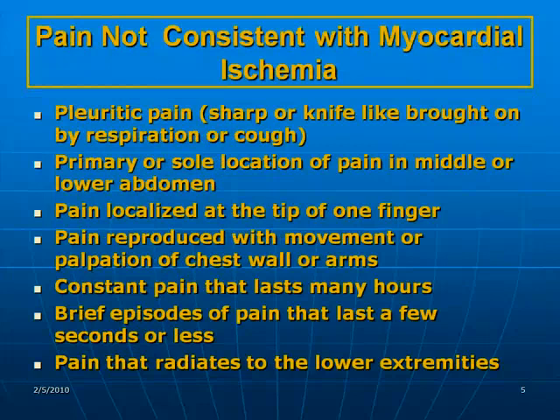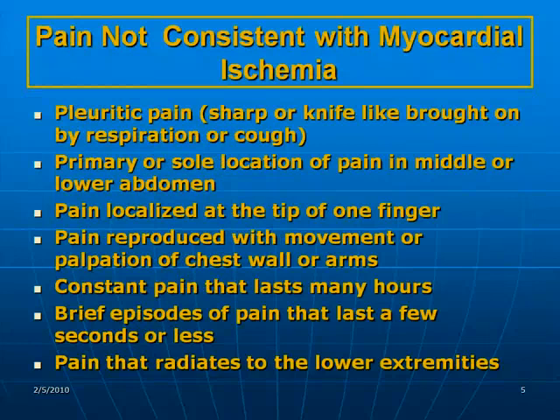Slide 5 has a list of types of pain that are not consistent with myocardial ischemia. I think it's important to recognize that, for instance, if you have a patient who presents with pleuritic pain, a sharp or knife-like pain brought on by breathing, respiration, or coughing, it's probably not related to the myocardium. Pain located in the middle or lower abdomen is generally not cardiac.